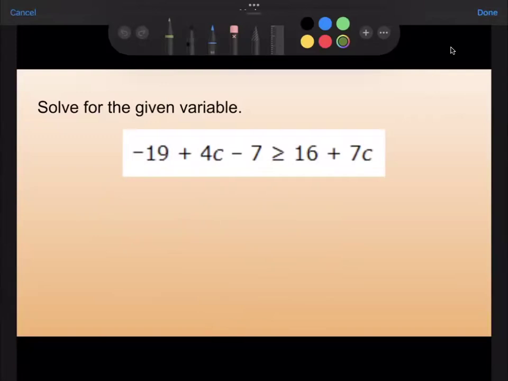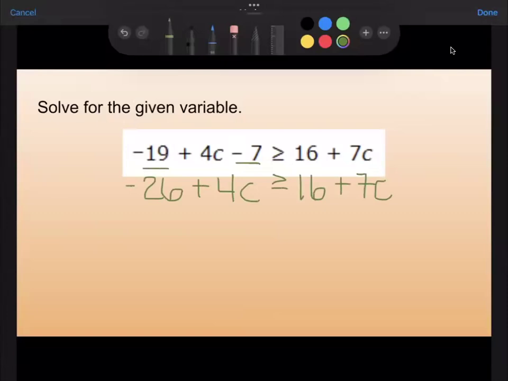Okay, here is our next one. Again, before I decide on the symbol, I think what I'll do is combine my like terms and then maybe move things so that the variables are on the left and the numbers are on the right. So first I want to combine this negative 19 and negative 7 together. They're already on the same side of the inequality, so I don't have to do the opposite. I can just put them together. So negative 19 plus negative 7 will give me negative 26. So negative 26 plus 4c is greater than or equal to 16 plus 7c. So that was my first step.